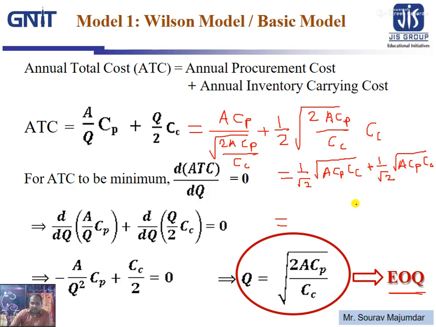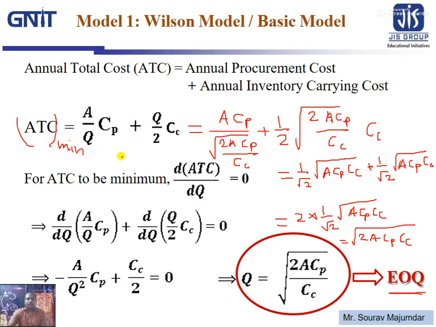So there is twice, so that means you have to add this 2, so it will become twice, 2 into 1 by root 2 root over of A Cp Cc. So ultimately the final equation will become root over of 2A Cp Cc. So this is the expression of minimum ATC, minimum value of annual total cost, that is root over of 2A Cp Cc. Okay.